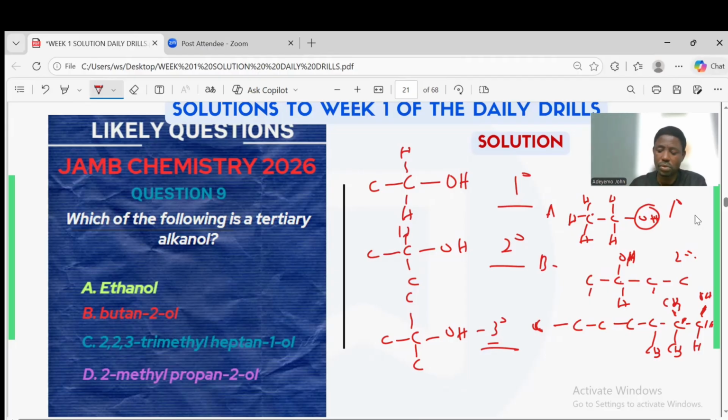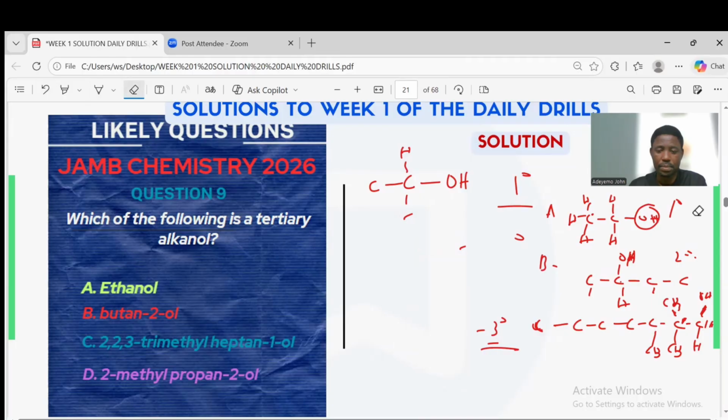All right, because if I want to draw that structure, maybe I should draw it, because some of you will be like, I don't get this. All right, let's just look at it. I will write the full structure of that one. All right, so let's see how to go about that now. All right, the full structure of heptane. Let's see.